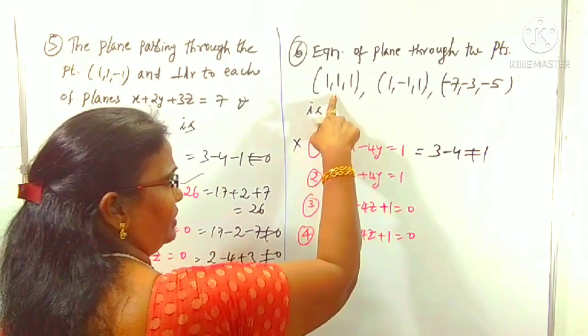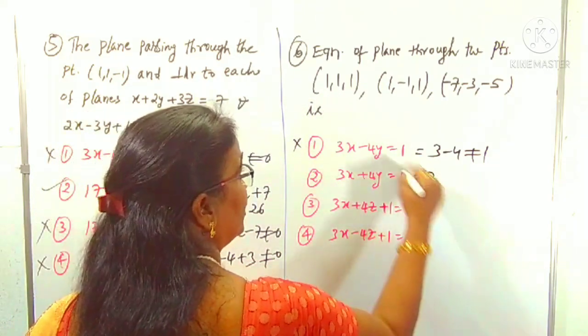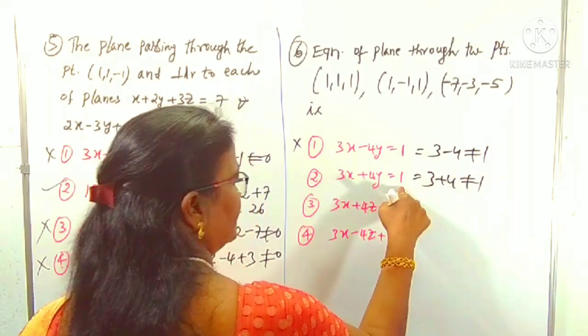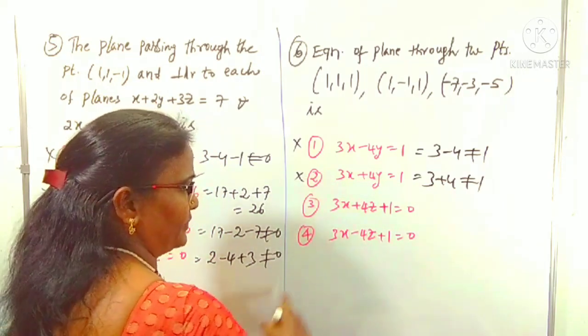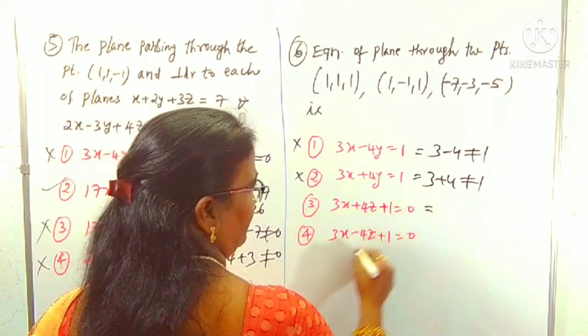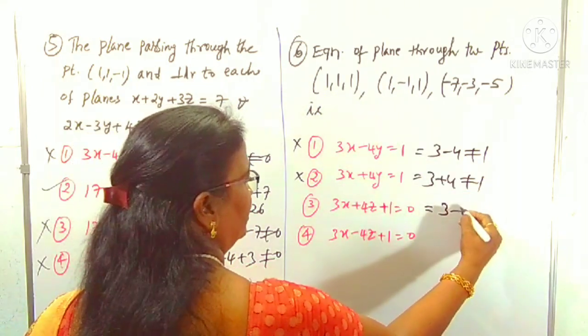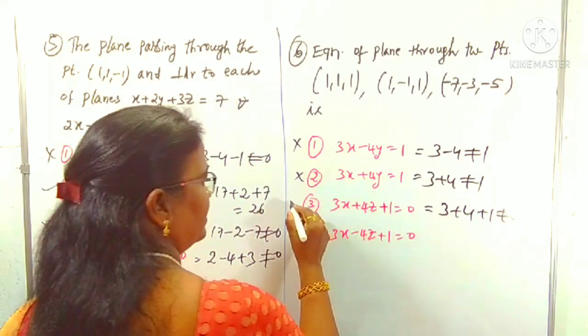Now think about the same point on the second option. 1 into 3 is 3. 4 into 1 is 4. 3 plus 4 is not equal to 1. Here 1 is there, but here 7. Therefore, it is also not correct. Now the third option. 3 into 1 is 3. 4 into 1 is 4. Plus 1 is also not equal to 0. Therefore, the third option is also not correct.